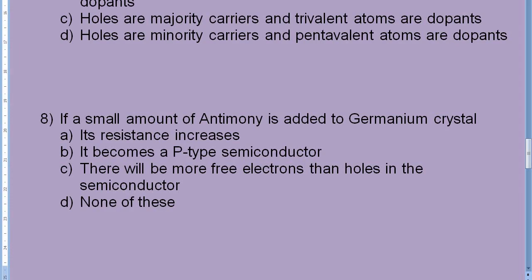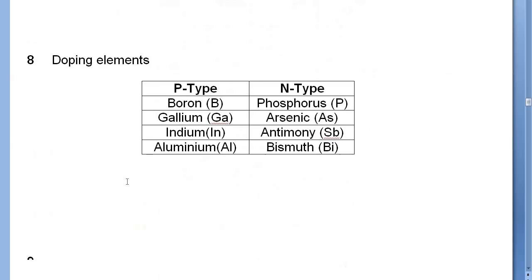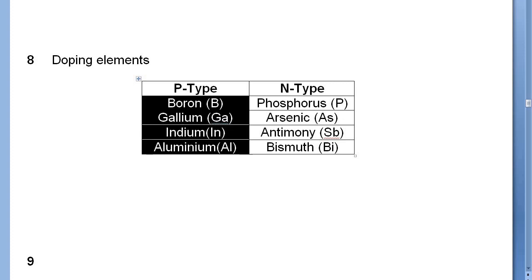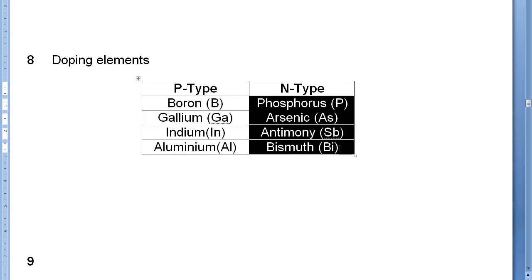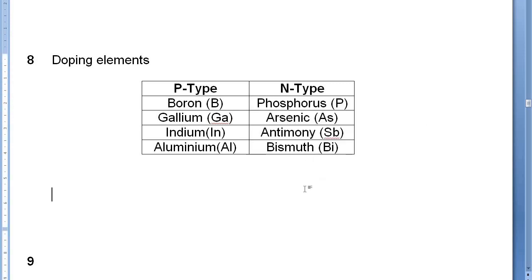Let us see what types of impurities we are given. Doping means the impurities which we are adding to a pure semiconductor. Here 2 columns are given, p-type and n-type. Boron, gallium, indium and aluminum, whenever they are added to a pure semiconductor, give a p-type semiconductor. On the right side we have phosphorus, arsenic, antimony and bismuth. When these impurities are added, we get an n-type semiconductor.